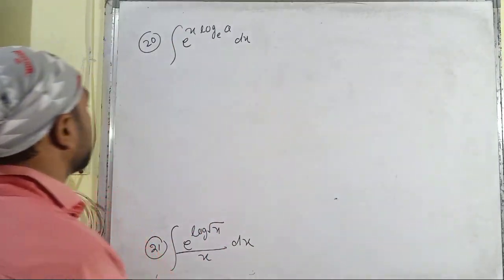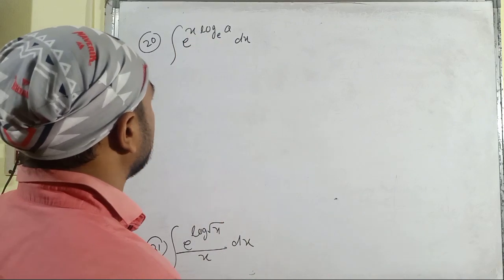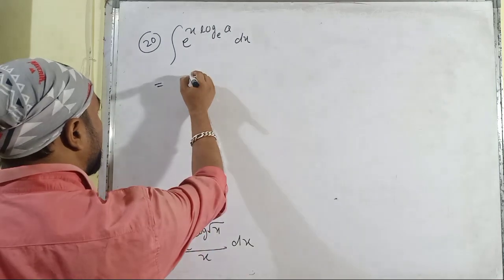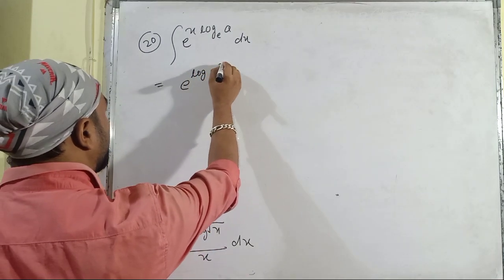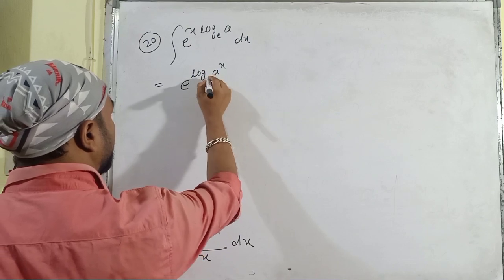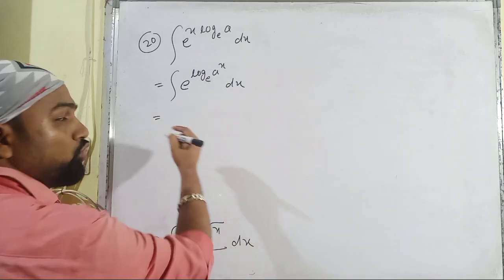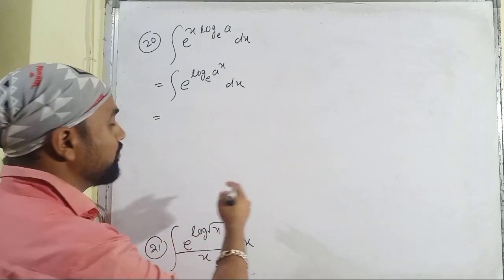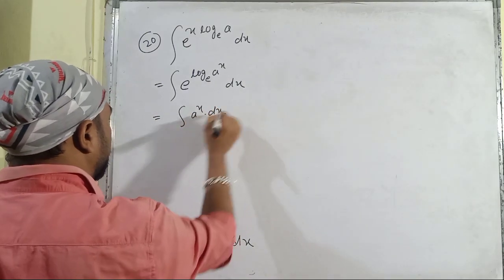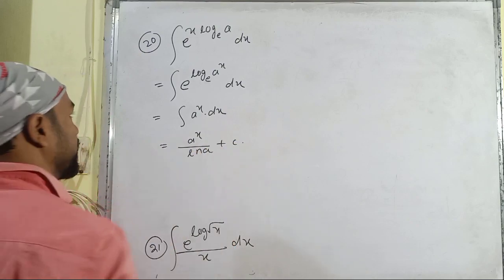Then problem number 20: integration of e to the power x multiplied with log a base e, and we have to integrate with respect to x. This can be written in the form of e to the power log a to the power x with base e. Then according to the properties of logarithm, just as we have discussed, it will be integration of a to the power x dx, which will be equal to a to the power x divided by ln a plus c.